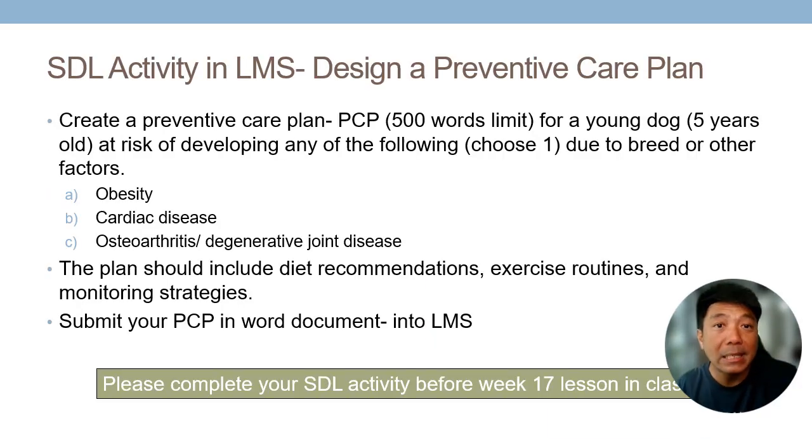For your self-directed learning activity, you will design a preventive care plan for a young dog at risk of developing one of the conditions we discussed today. You can choose either obesity, cardiac disease, or osteoarthritis. Your plan should include recommendations for diet, exercise routine, and monitoring strategies, and should not be longer than 500 words. Be sure to submit your plan by week 17.